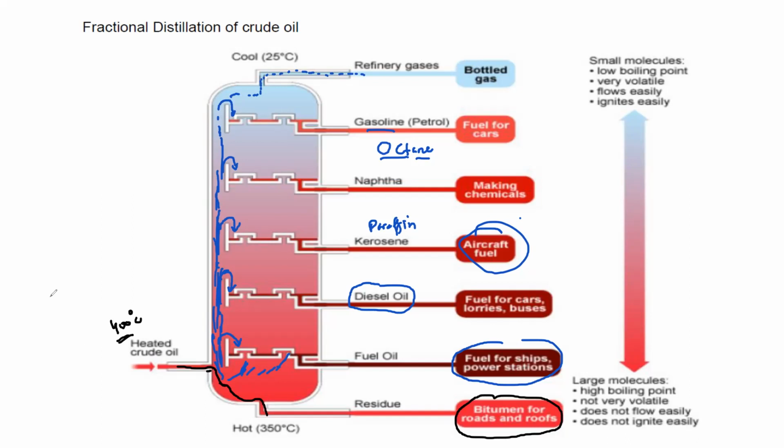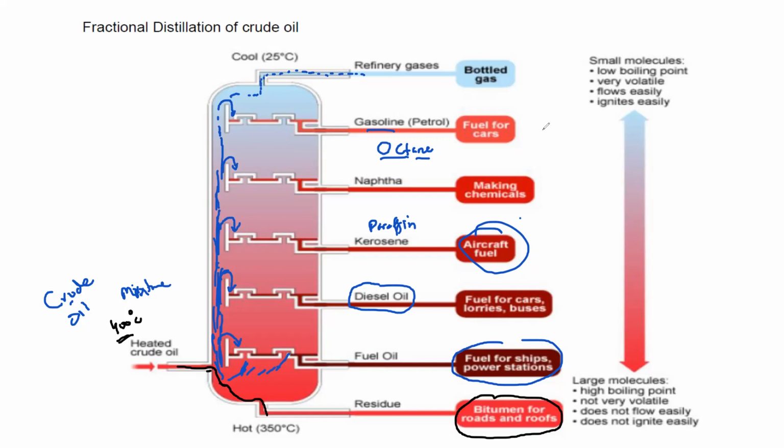So the crude oil which we obtain here is a mixture. What does crude oil contain? It consists of bitumen, fuel oil, diesel, kerosene, naphtha, gasoline, and refinery gases. So different substances are present in the crude oil.